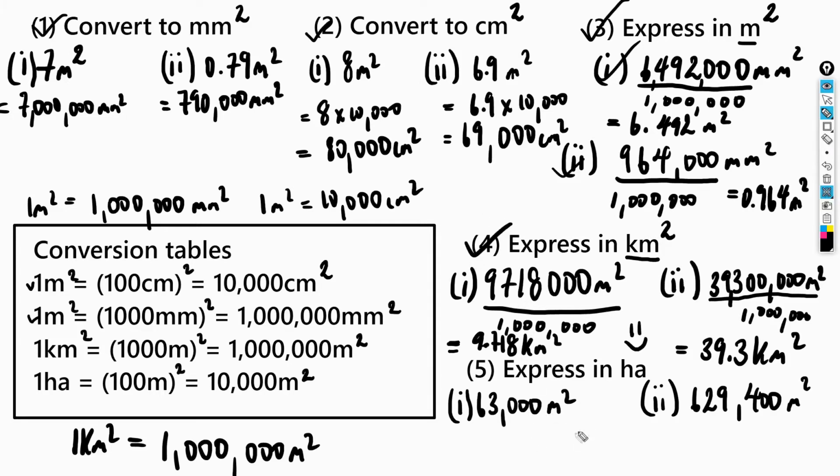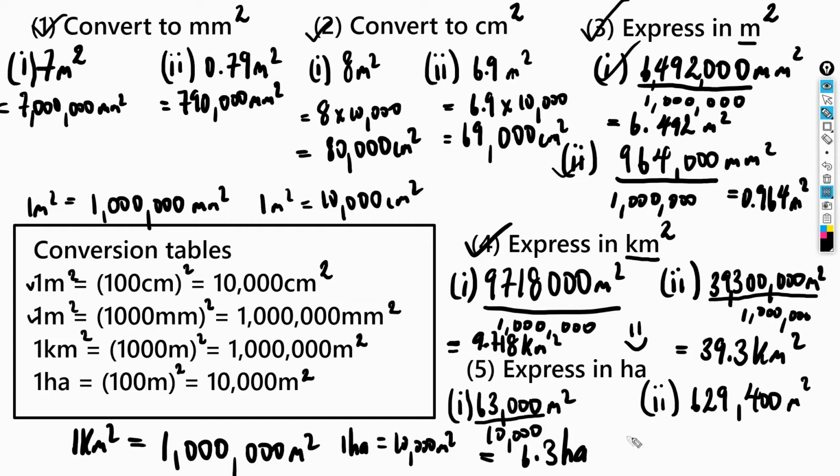And it says express this in hectares, okay? And to express in hectares, we know that 1 hectare, right, is equal to 10,000 meters squared. So we have 63,000 meters squared. All we have to do is divide it by 10,000. Cool. We're going to end up with 6.3 hectares.